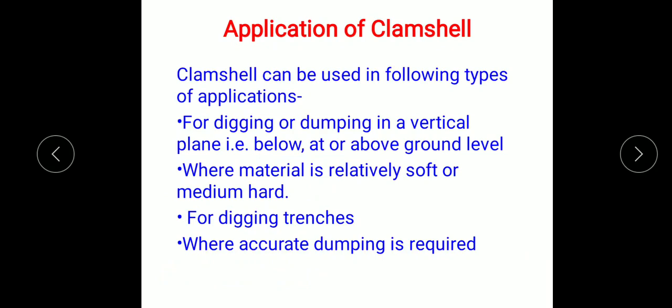The applications of clamshell: as the clamshell has the characteristics of a dragline and some of a crane, it can be used in the following types of applications: for digging or dumping in a vertical plane, that is below, at or above the ground level. It can also be used for relatively soft or medium hard material. It can also be used for digging trenches as well as where accurate dumping is required.